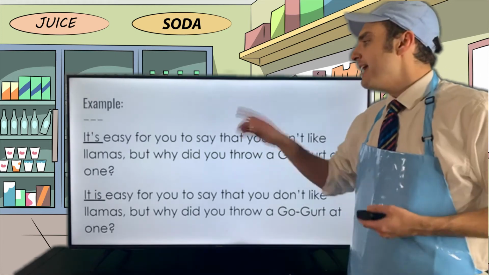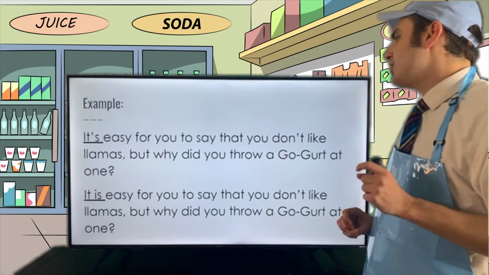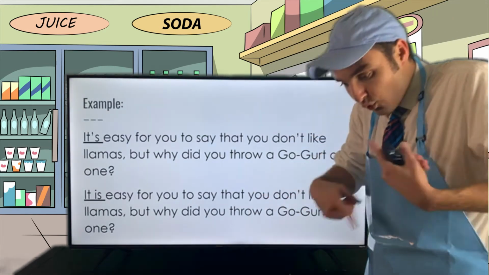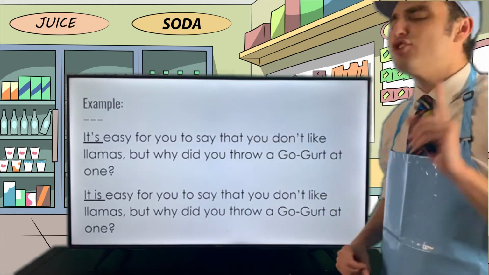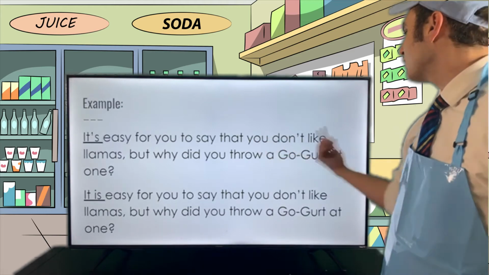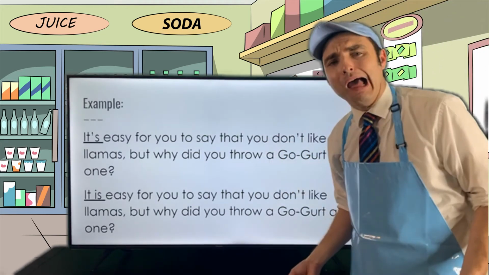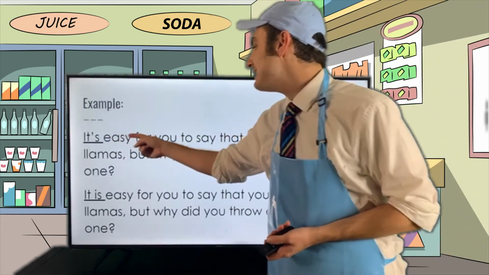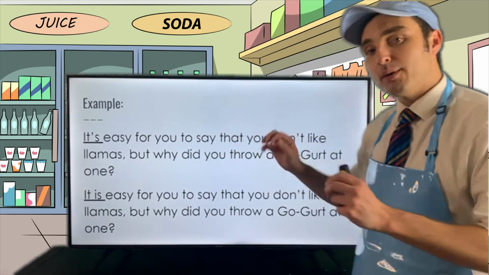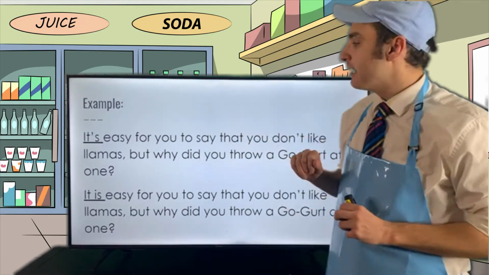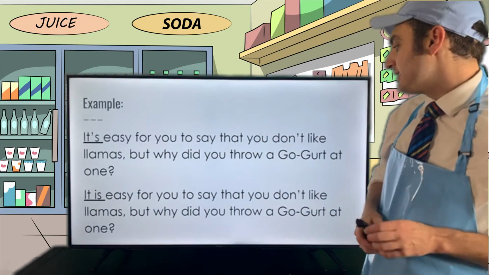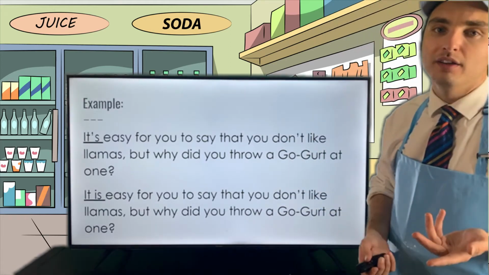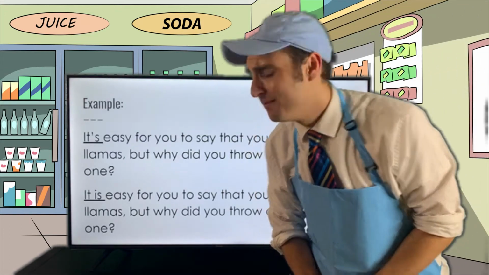Here we go. It's easy for you to say that you don't like llamas. But why did you throw a go-gurt at one? Llamas aren't happy about that. So here we're seeing it's easy for you. Which again, if we were to break our contraction apart, it's going to be, it is easy for you to say that you don't like llamas. But why did you throw a go-gurt at one? Don't hurt the llamas, people.